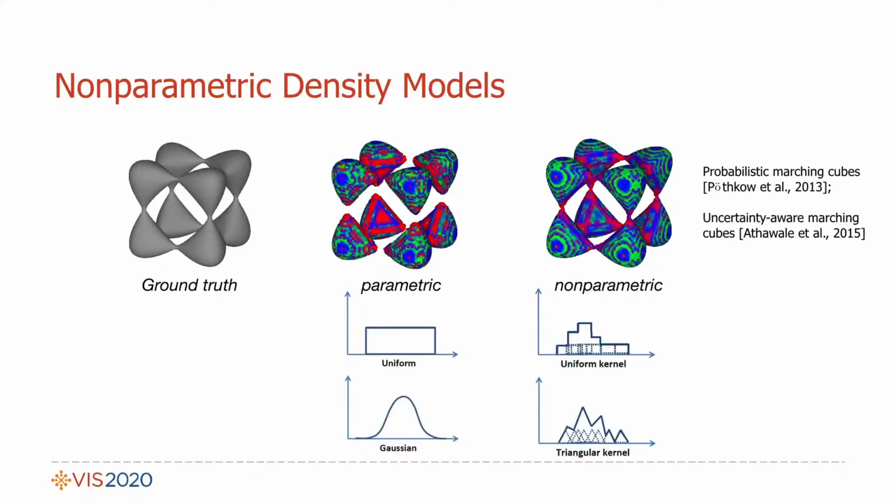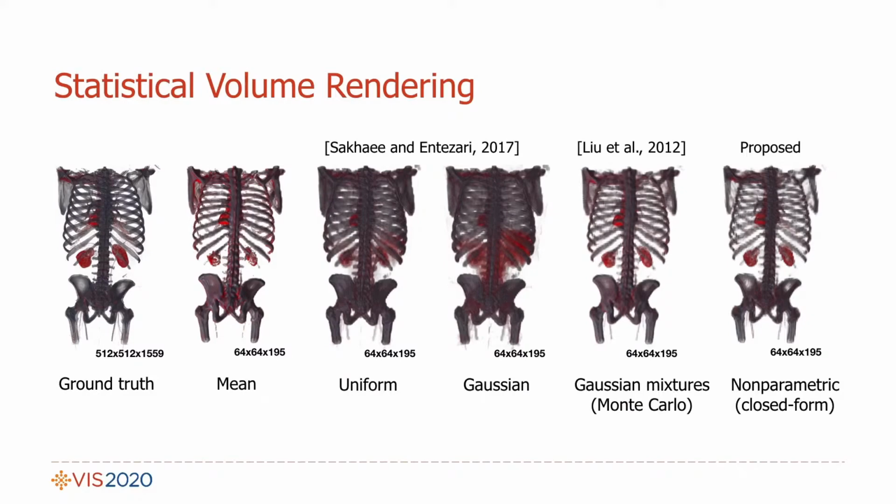Several recent studies advocated the use of non-parametric density models for the improved characterization of data uncertainty. The non-parametric models, however, present challenges such as increased memory and computational requirements. In this work, we propose an efficient non-parametric framework for volume rendering in the context of uncertain data and show their effectiveness in classifications via comparisons with the other statistical models.